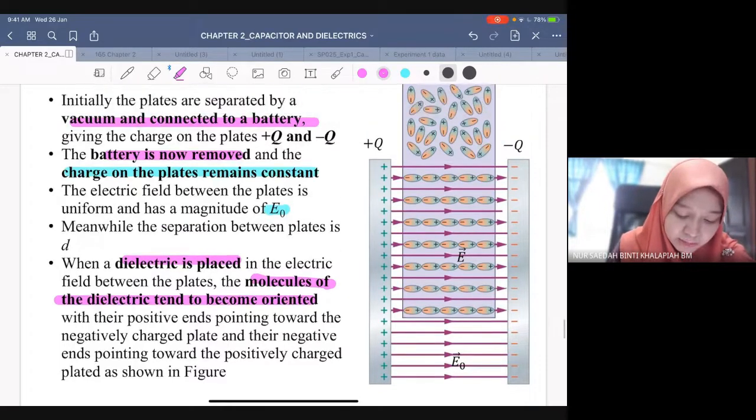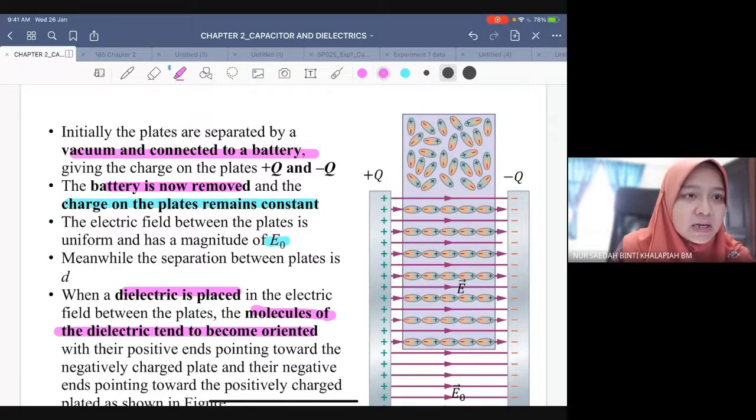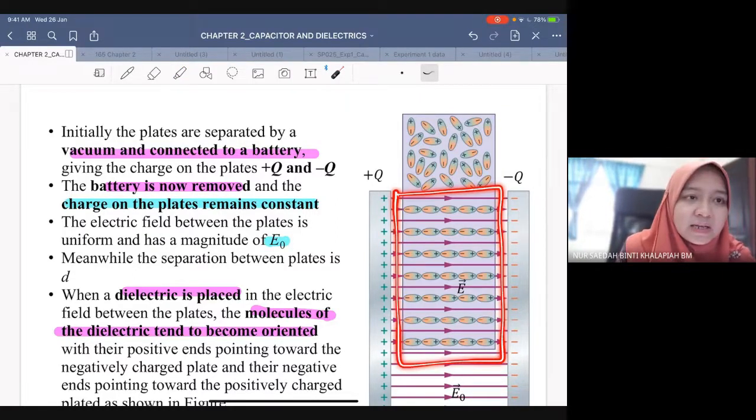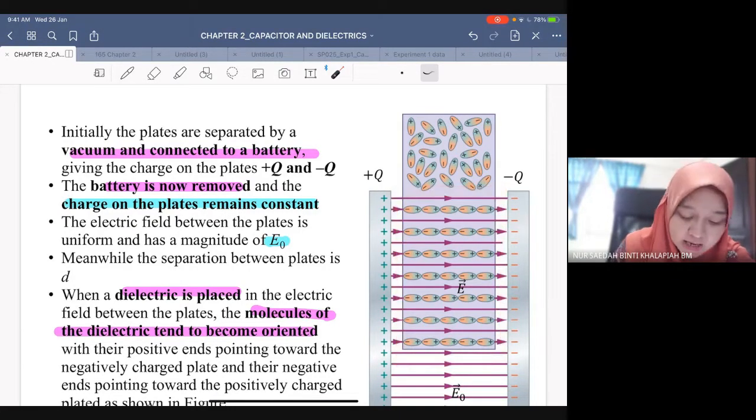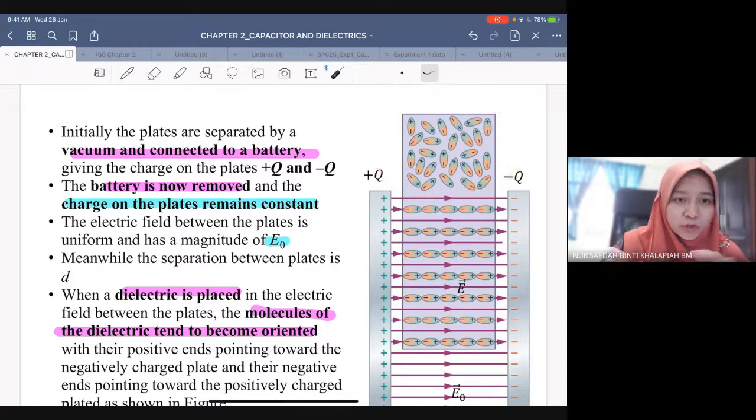Okay, so cuba tengok gambar ni. Ini adalah dielectrics kita. Tengok bahagian yang dah start masuk electric field. Yang ni bahagian yang dah start masuk electric field, so the molecules tend to become oriented. Yang ni belum masuk lagi, ada sikit lagi belum masuk. So molecules waktu tu dia random, dia tak susun.